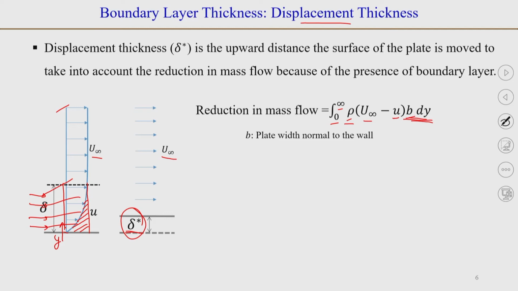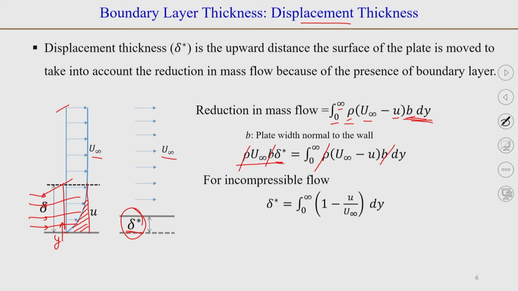B here is the plate width normal to the wall. Now, we can equate this, because we have said that the mass flow rate can be taken into account by considering a thickness. So, if we consider that the flow is rho u infinity b delta star, that will be equal to this mass deficit. And rho and b, if the flow is considered incompressible, will cancel out, and we will get for an incompressible flow delta star, or displacement thickness, is equal to integral 0 to infinity of (1 minus u by u infinity) dy.